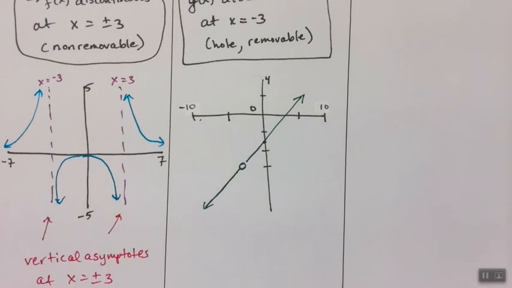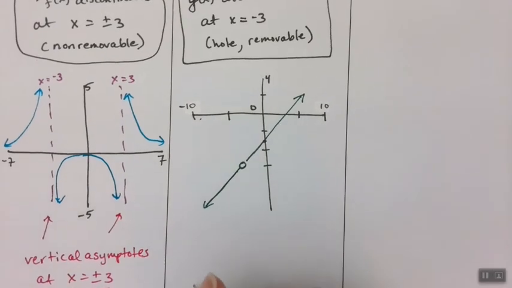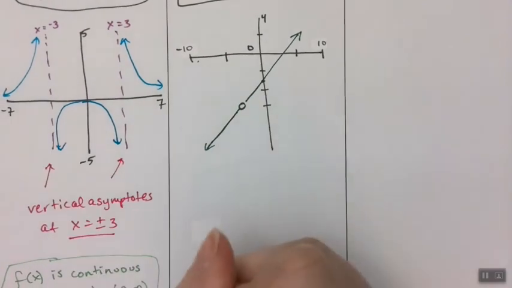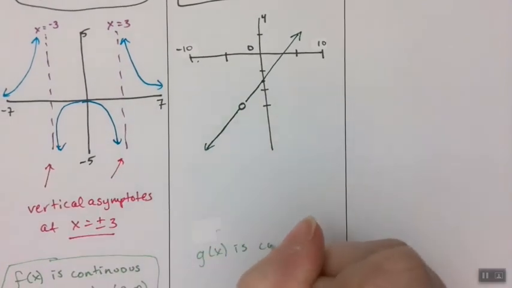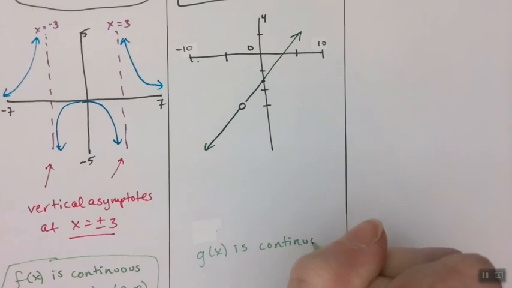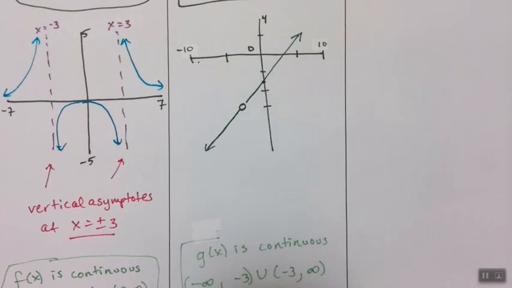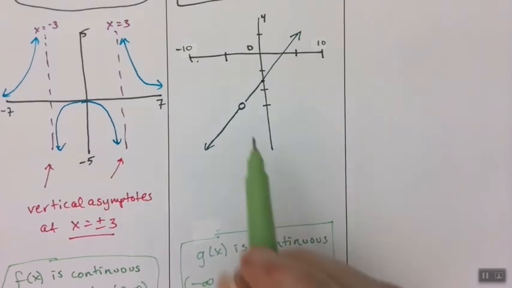Now, if we want to discuss the continuity of the graph, we would say that the function g of x, sorry, I forgot that I wanted to change the name. So g of x is continuous everywhere except for that one spot that would have made the denominator 0. So from negative infinity all the way up to negative 3, joined with negative 3 to infinity, right? So everywhere except for that one hole.